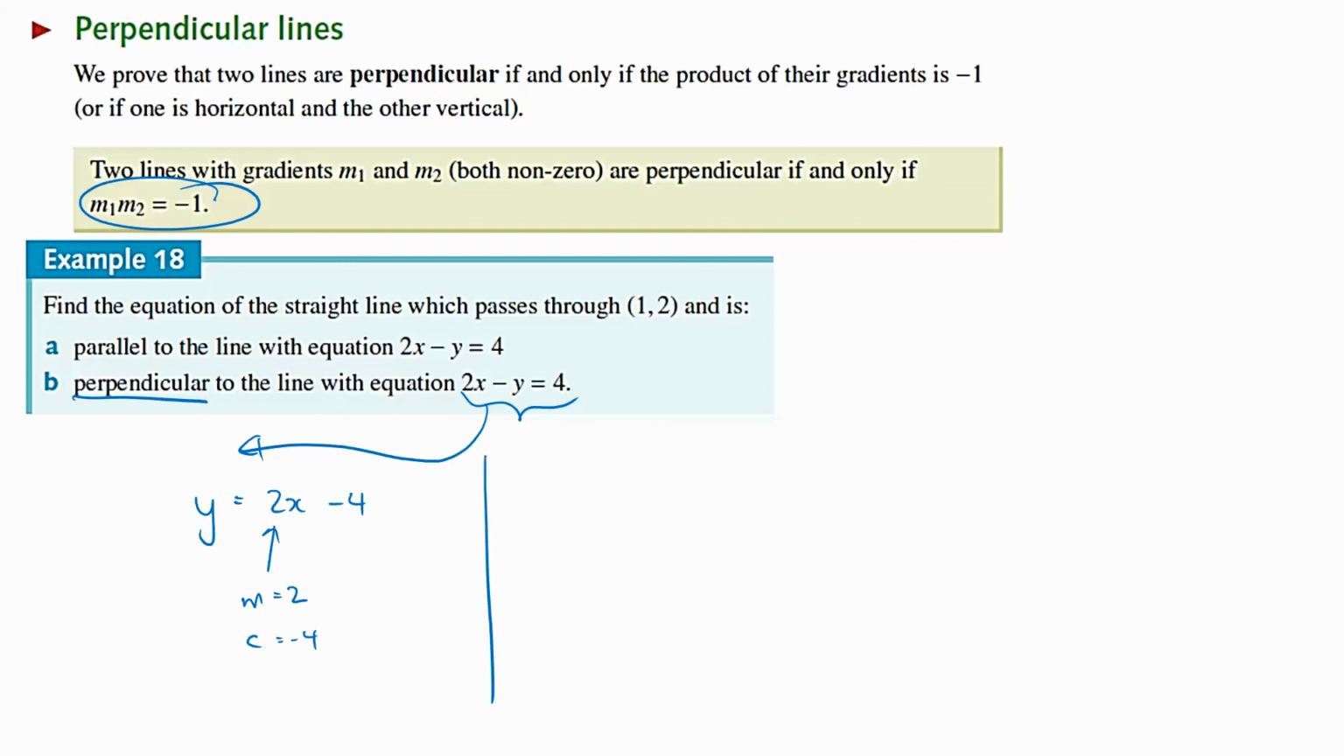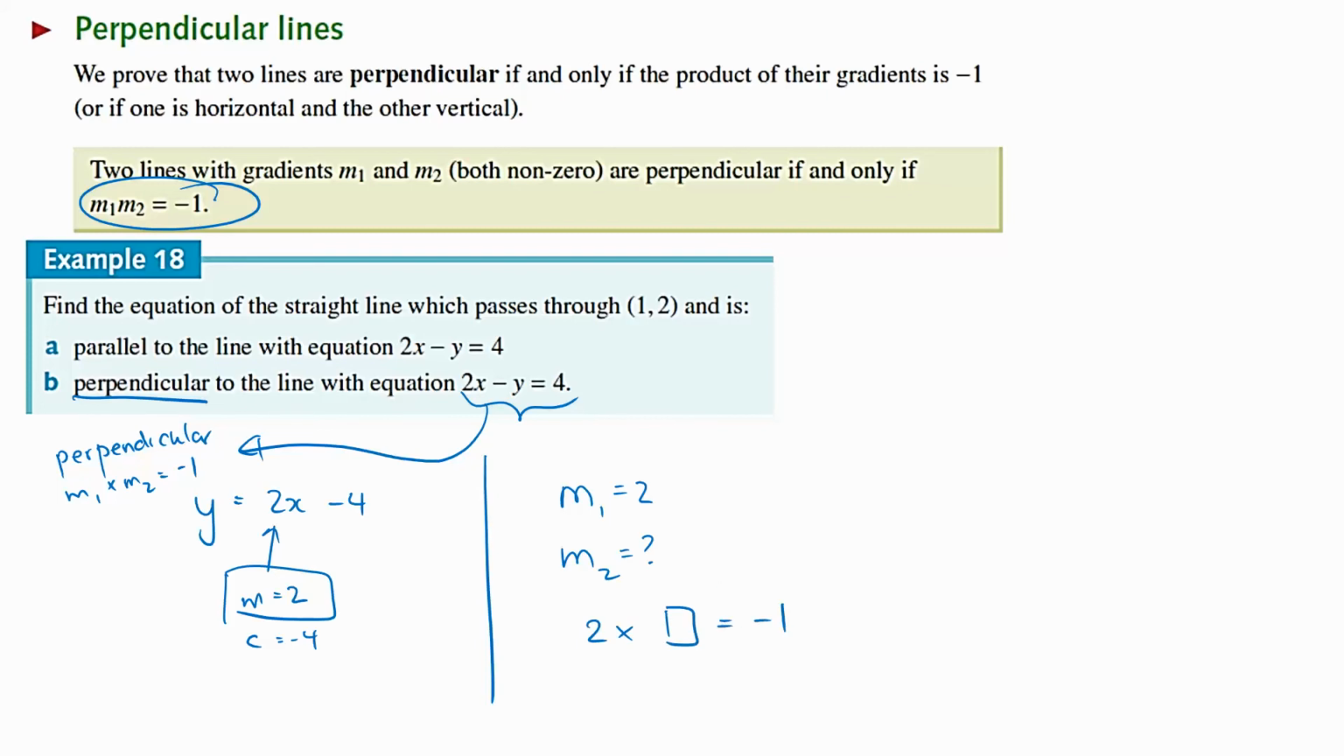So if it's perpendicular, m1 times m2 has to equal -1. Now you already got the first one, m1, which is 2. What we don't know is m2. But we know that these two times each other, so 2 times something has to equal -1.